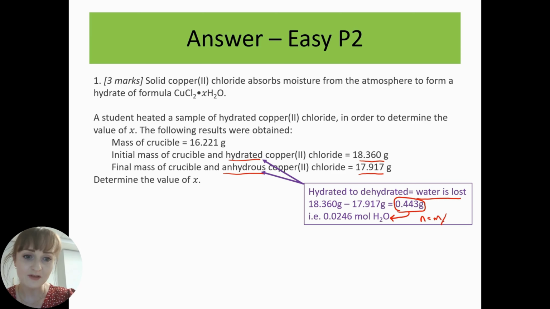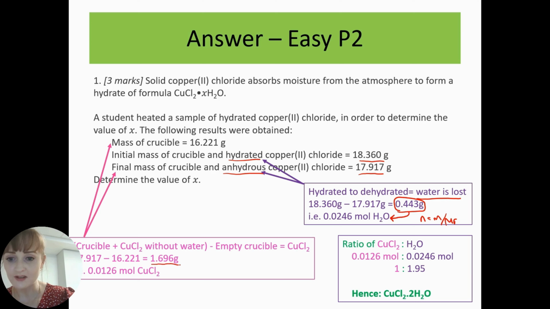Then I can do the same thing for the copper chloride. I know that I start with an empty crucible and my final mass measurement is for the copper 2 chloride without any waters present. So that final mass value is the mass of the crucible and the copper chloride. That means that the difference between these 2 values must be the mass of the copper chloride. Again, I can easily turn that into a number of moles of copper chloride using n is equal to m over Mr, with the molar mass of copper chloride being 134.45 as I get from the periodic table.